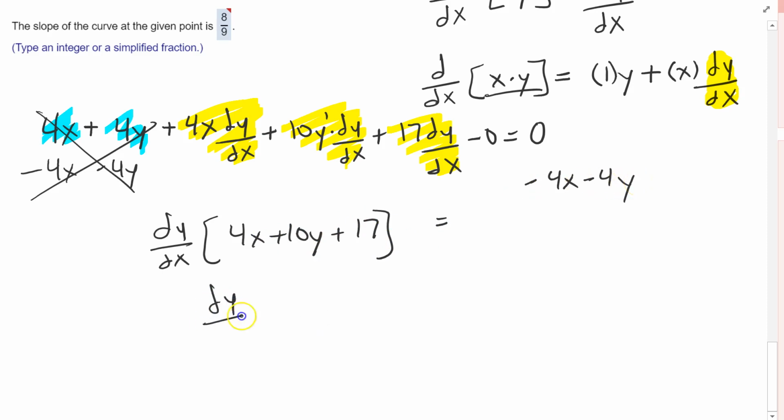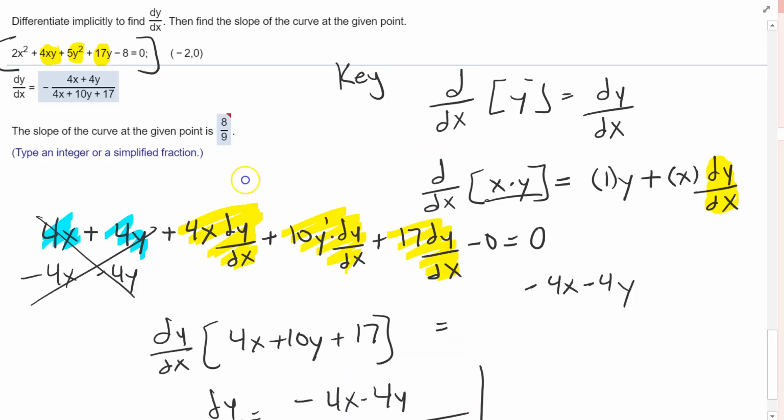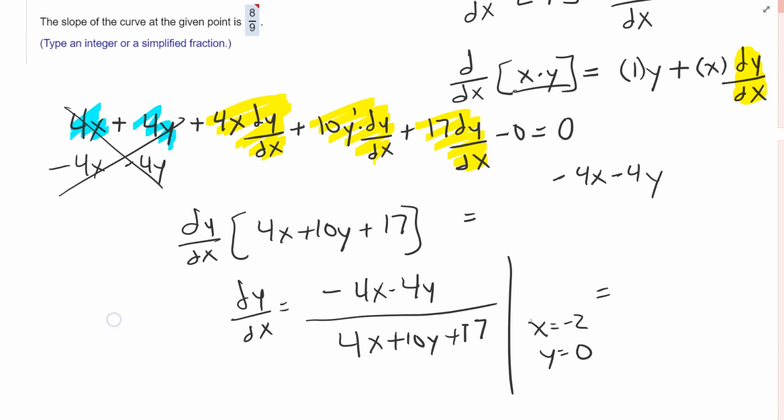Solve for dy over dx. We have a minus 4x minus 4y in the numerator and a 4x plus 10y plus 17 in the denominator. And then I can evaluate that at the given point. x is minus 2, y is 0. I plug that into what's given, and I should get 8 over 9.